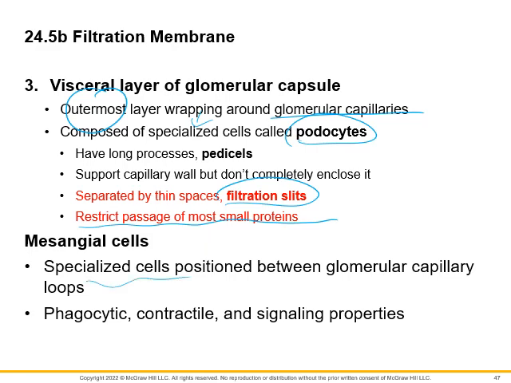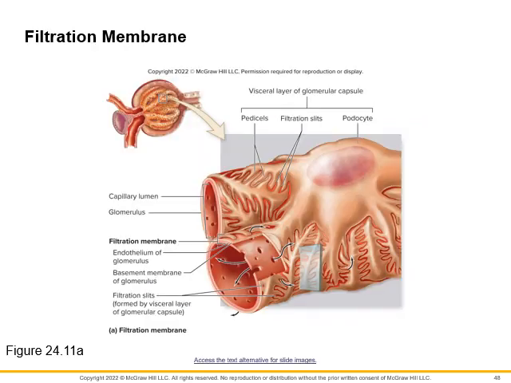We also have some specialized cells between the glomerular capillary loops. These can have phagocytic activity to engulf any pathogens. There are some signaling properties, some things that are happening here as well.